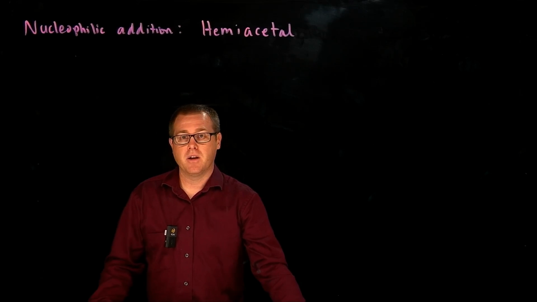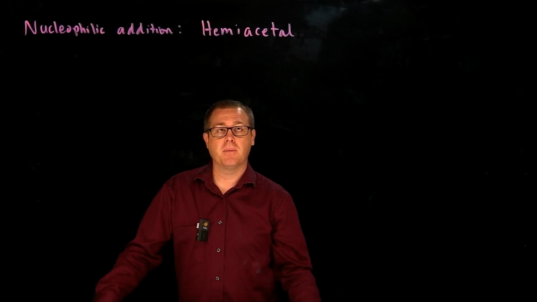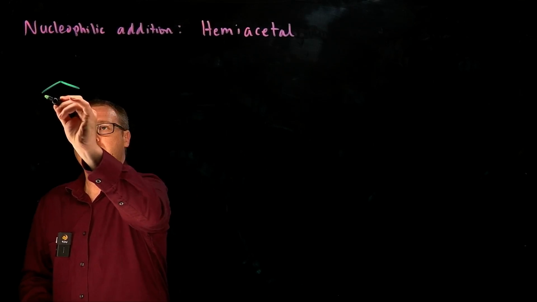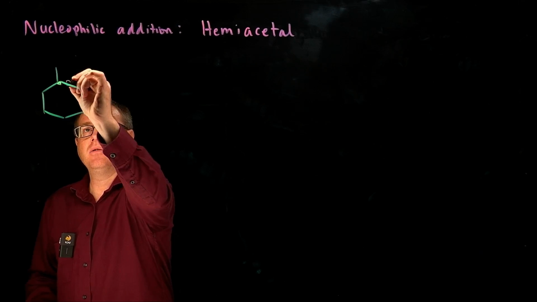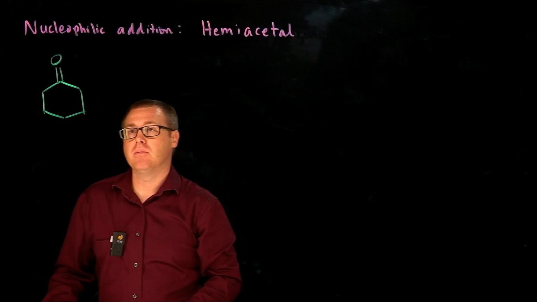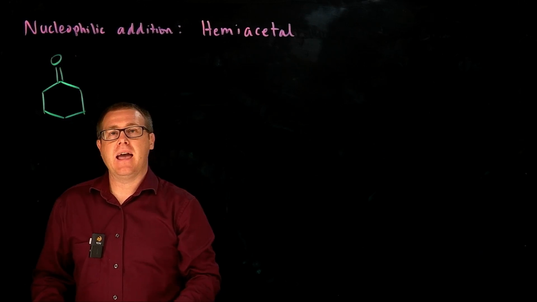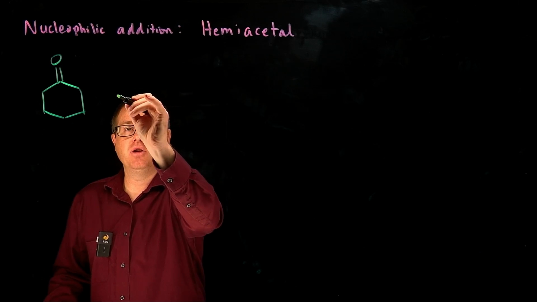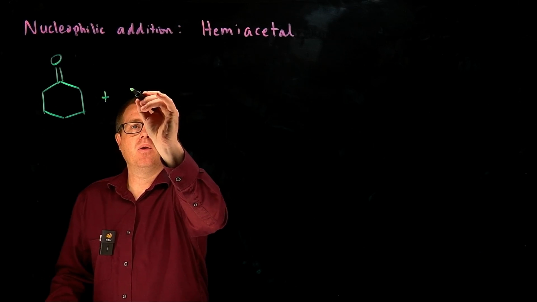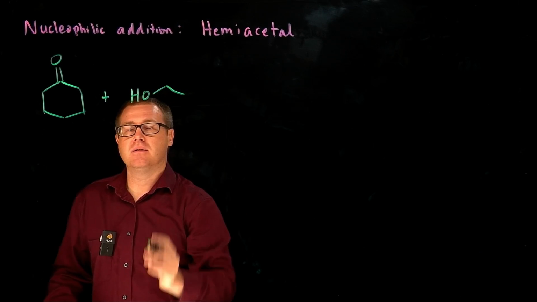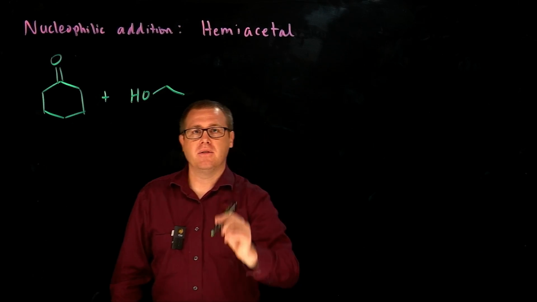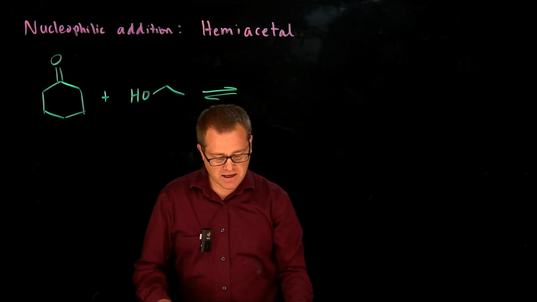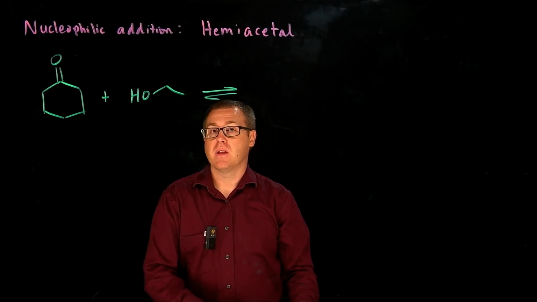In this video, we're going to talk about how to form a hemiacetal. And to form a hemiacetal, you're going to need a ketone or an aldehyde. Both will work. And you treat that with generally a weak nucleophile. So let's say ethanol. Treat that with a weak nucleophile. And these steps here are all reversible.